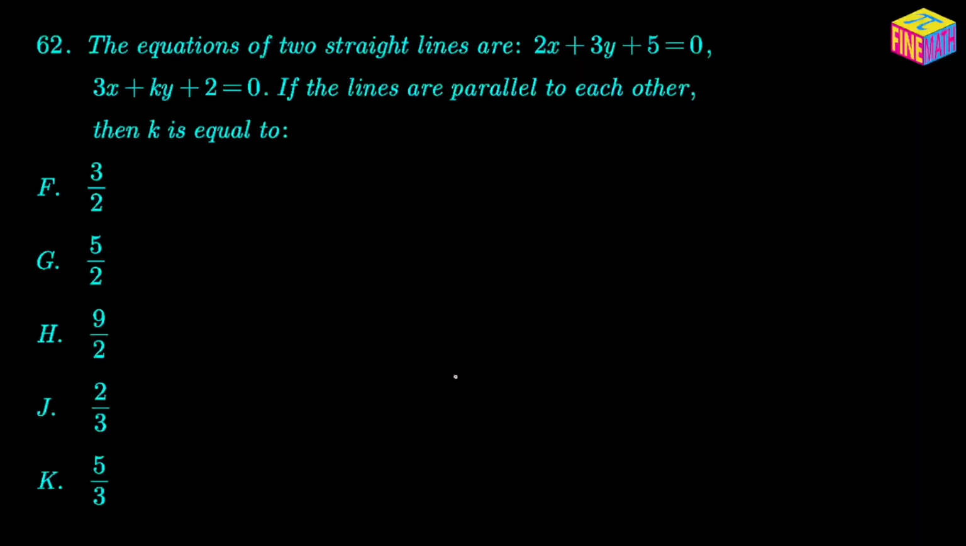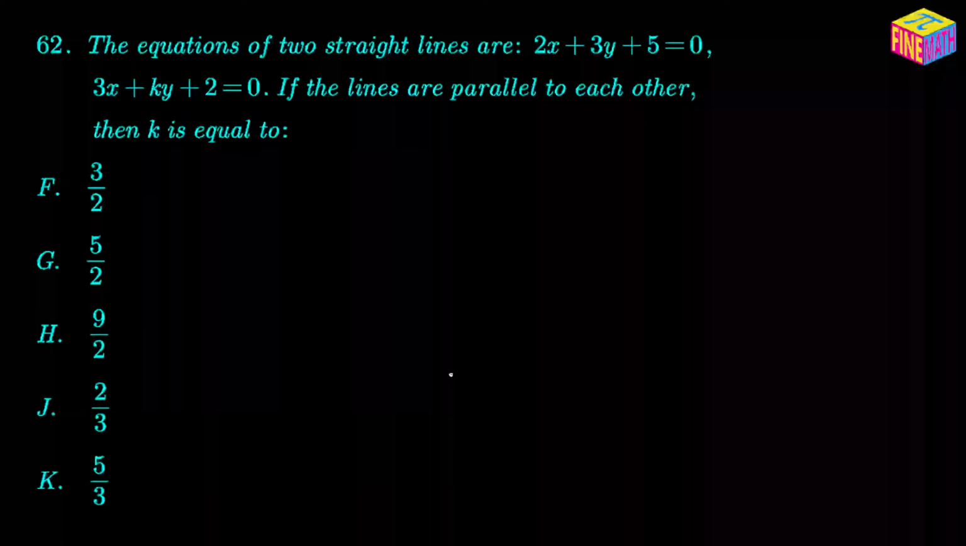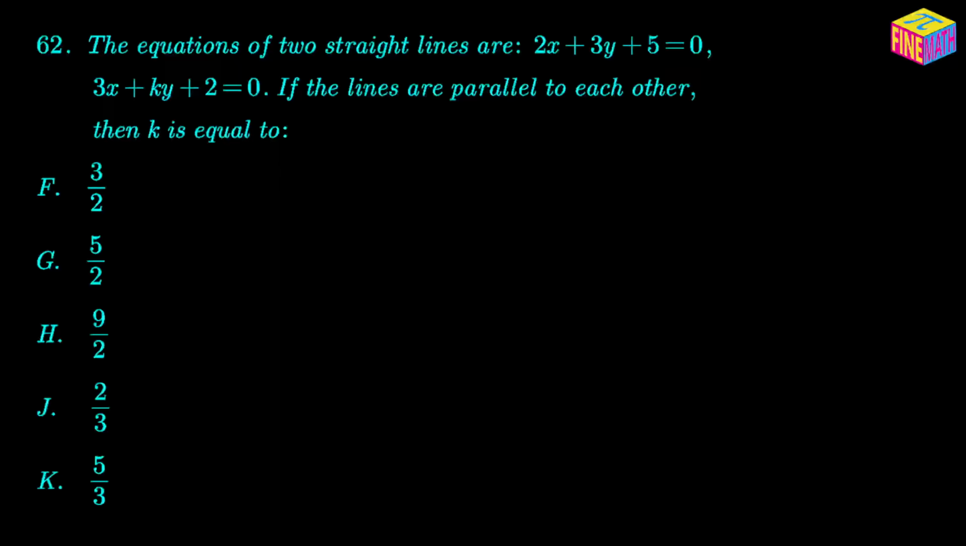Hi everyone, this is the 62nd video of the ACT Math Practice Problem series, and here we have a nice little problem from the concept of equations of straight line in coordinate geometry. As I always recommend, before seeing the solution you can pause the video and give it a try, and after that of course you want to match with my solution.